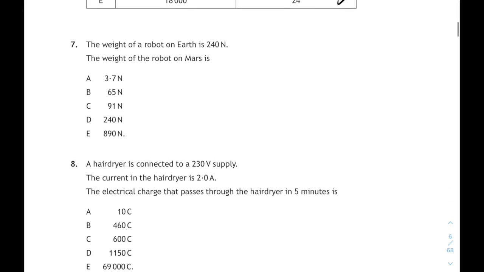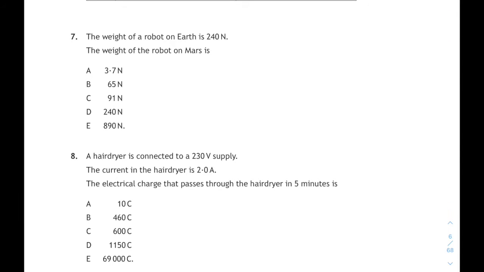Question 7. The weight of a robot on the Earth is 240 newtons. What would the weight of the robot on Mars be? Well, Mars is smaller than the Earth, so it's going to be smaller than 240, but we should really work out its mass first. If we can work out its mass from M equals W over G, that's 240 over 9.8, because 240 is its weight on Earth. And the mass of that robot is 24.5 kilograms.